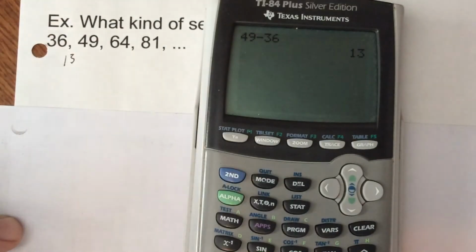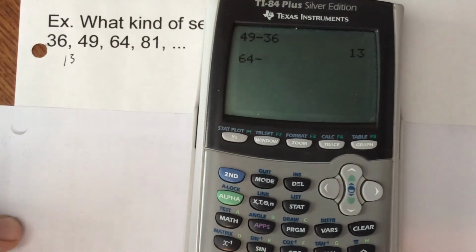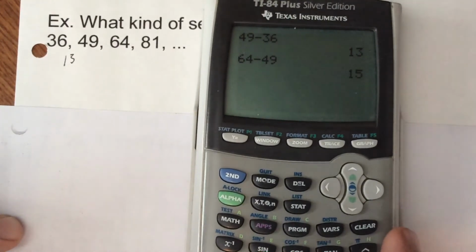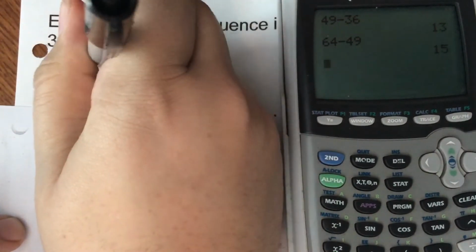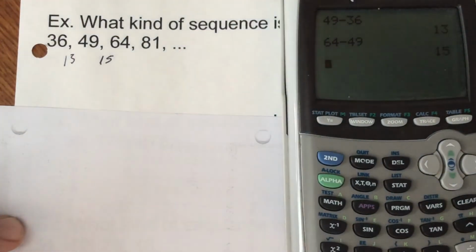So if we go to the next one, 64 minus 49. Well, now we're a difference of 15. So let's do the last one, 81 minus 64, which is 17.